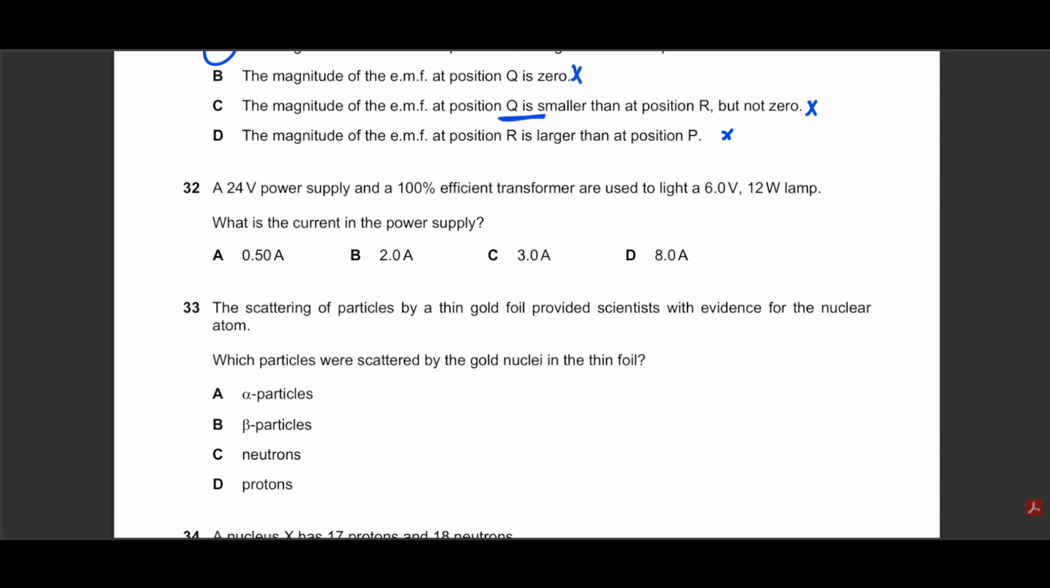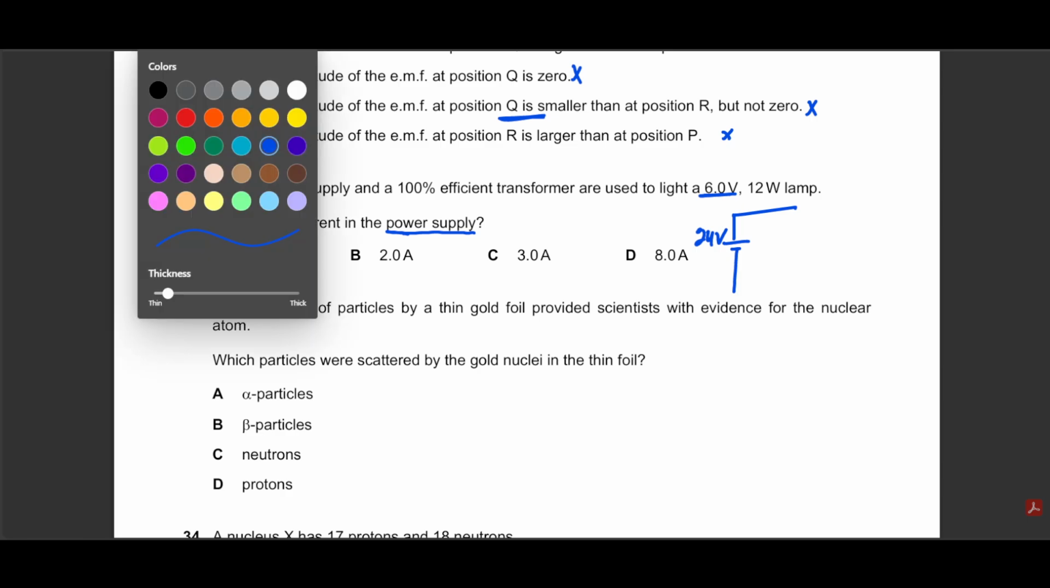Question 32. A 24-volt power supply with a 100% efficient transformer is used to light 6-volt 12-watt lamps. What is the current in the power supply? Now, this question is a bit tricky. It can confuse you. But you see, we are using a 24-volt power supply, and the bulbs that we connected are 6-volt bulbs.